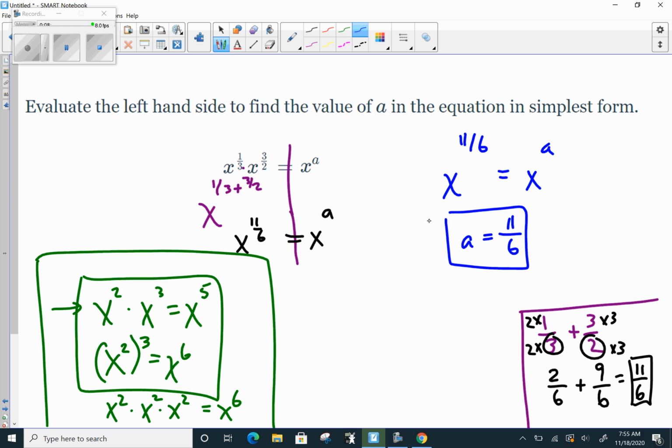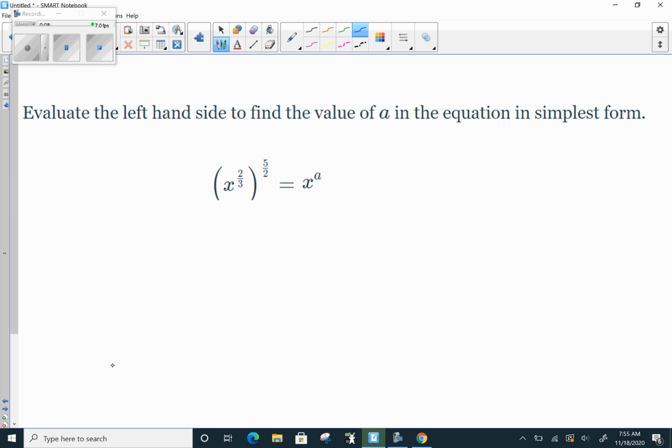This goes back to what we said about if you have a power to a power, you multiply them. So here you have x to the 2/3 to the 5 over 2. So we're going to multiply 2/3 times 5 over 2 is equal to x to the a, and we're just going to match it again. But before we can do that, we want to figure out what 2/3 times 5 over 2 is equal to. A reminder, when you're multiplying fractions, you do top times top, bottom times bottom. So that's going to be x to the 2 times 5, which is 10, and 3 times 2 is 6, equals x to the a.